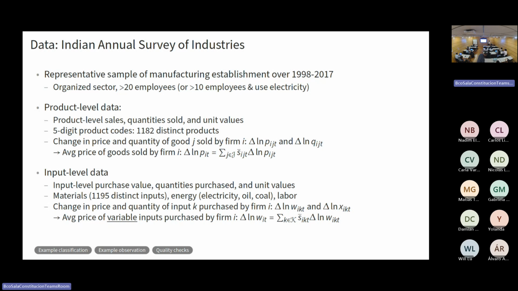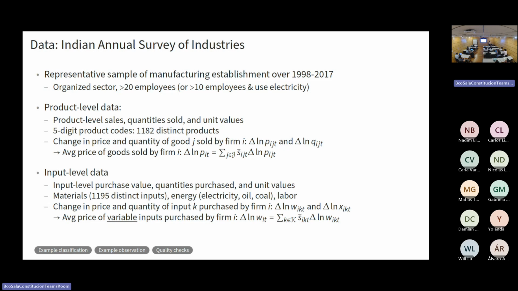Now, on the side of inputs, the data is quite similar. We're going to observe the quantities and unit values of the inputs that Indian firms buy. We're going to have data for over 1,000 distinct materials, plus 3 categories of energy and labor.